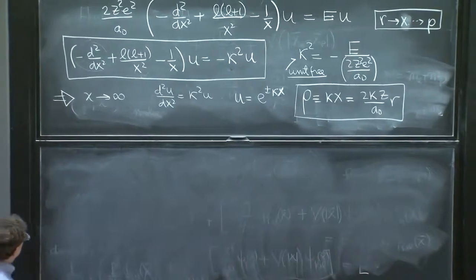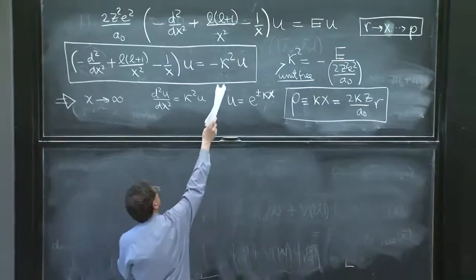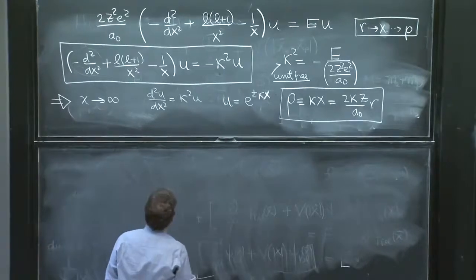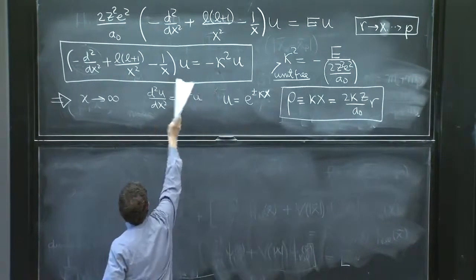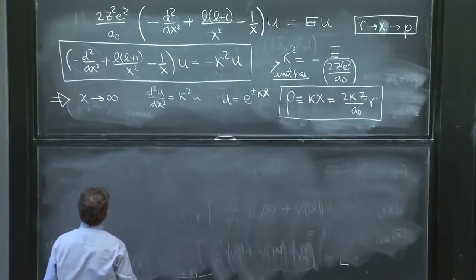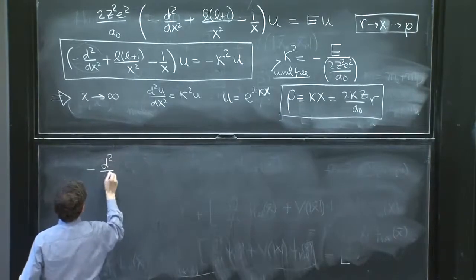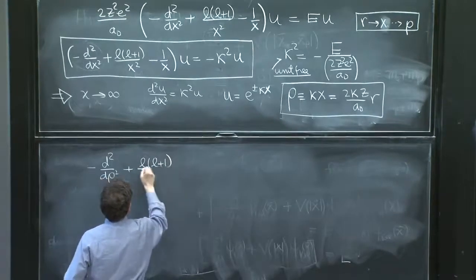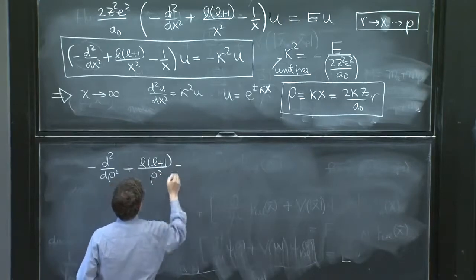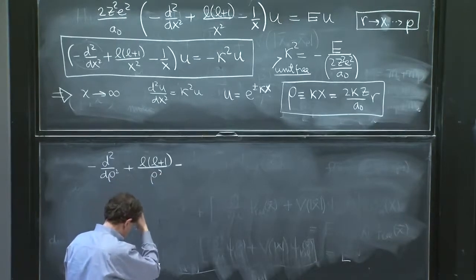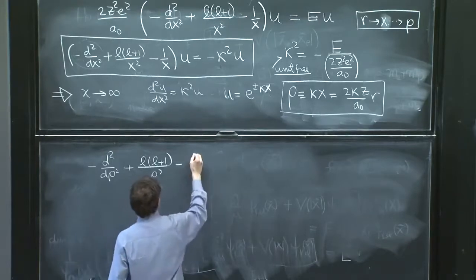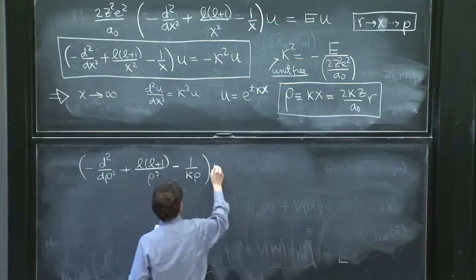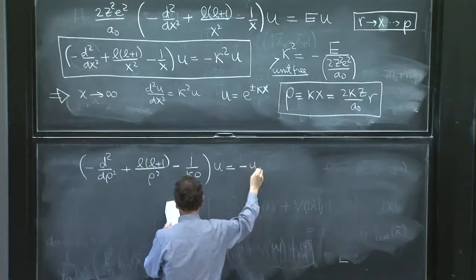If you look at the differential equation here, think of moving the kappa squared below. Then you see immediately it fits perfectly well in the first two terms. So you get minus d second d rho squared plus L times L plus 1 over rho squared. And here it doesn't fit all that well. You would have 1 kappa left over, so 1 over kappa rho, u equals minus u.